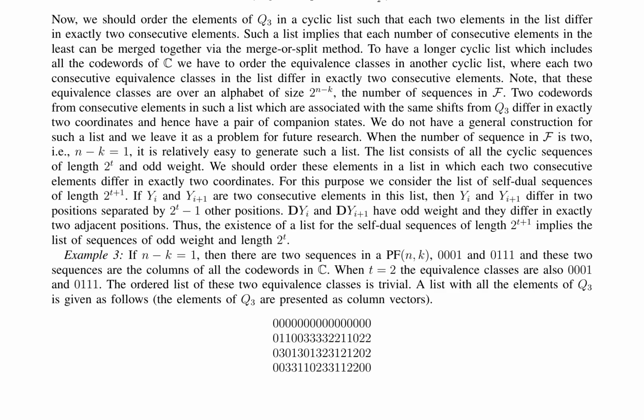When the number of sequences in F is 2, i.e., n-k equals 1, it is relatively easy to generate such a list. The list consists of all the cyclic sequences of length 2t and odd weight. An example of such a list is provided, where the sequences are ordered in a way that each 2 consecutive elements differ in exactly 2 coordinates. Another example of a list with all the elements of Q3 is also provided, where the elements are presented as column vectors, demonstrating the construction of codewords in an equivalence class.